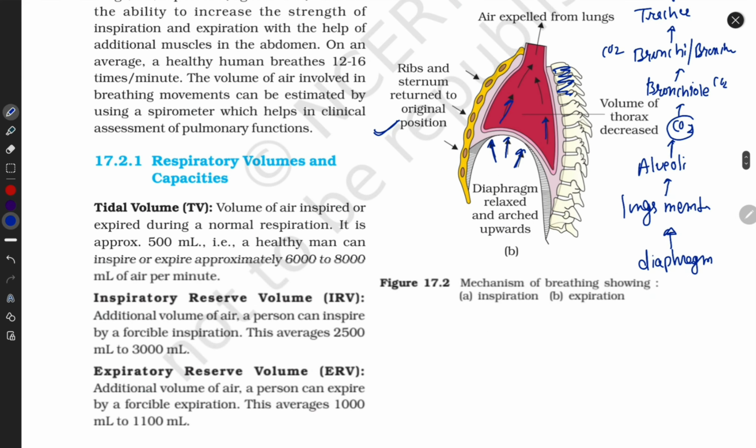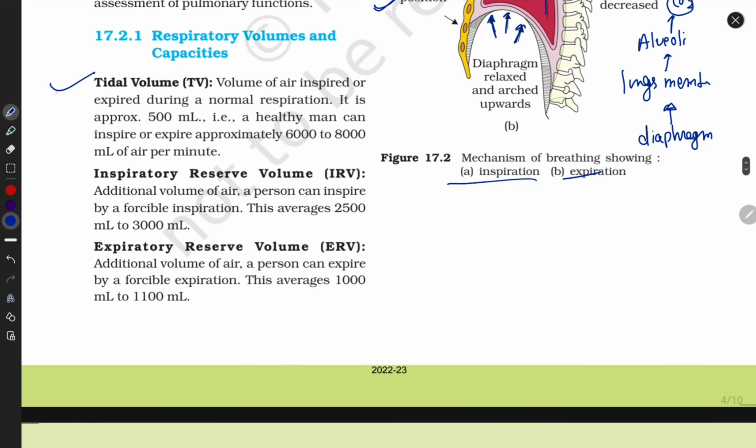Okay, guys. So this is all about your inhalation and exhalation. I'll explain everything. Now, what is tidal volume? There are some volumes, not too much important, but yes, important. This volume is important for the question. Not highest important, but yes, important. What is tidal volume? TV.